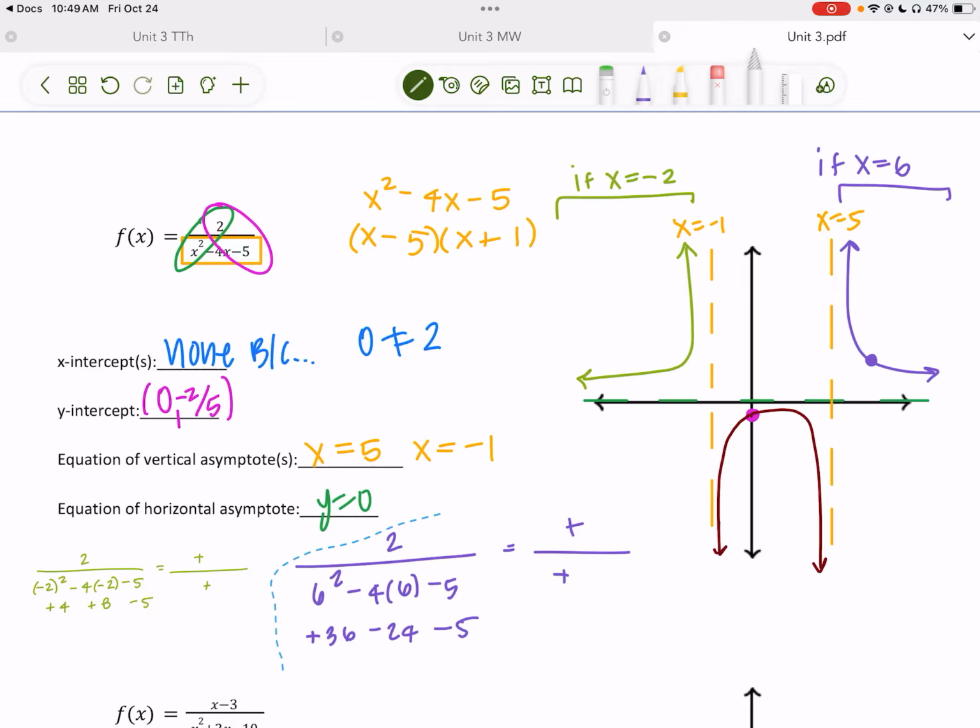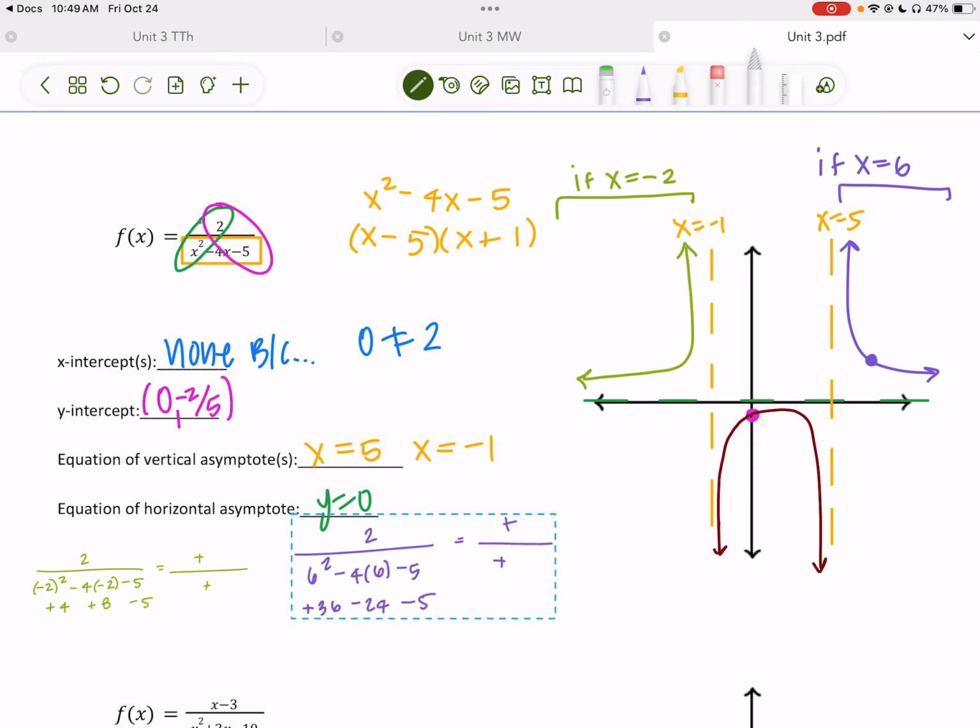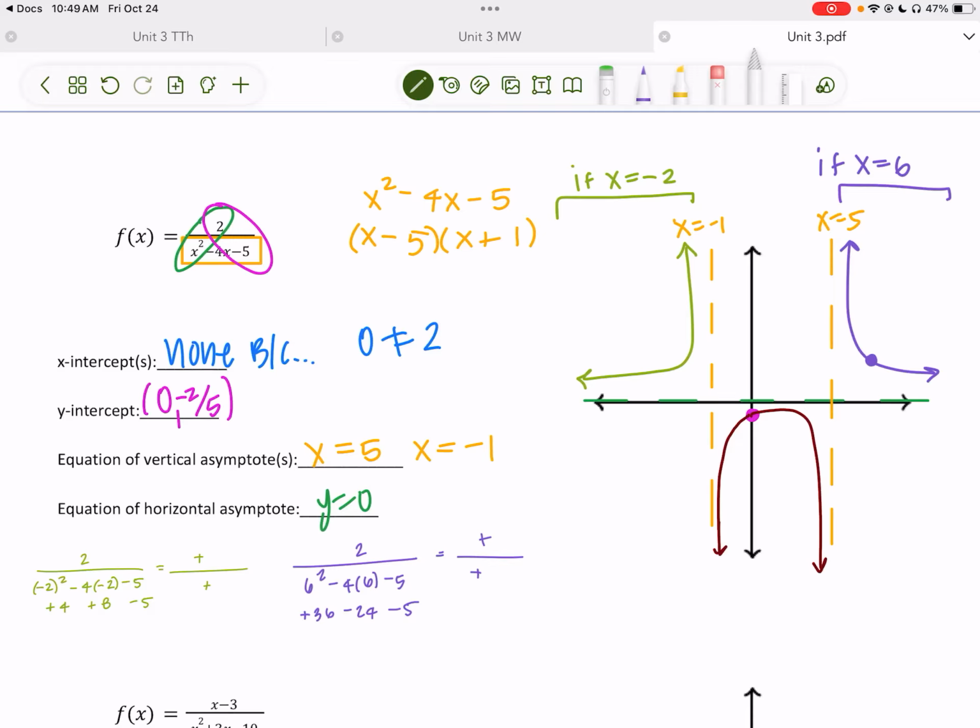So that's kind of what you would want to do. You have to approach it from that context. Just plug in some stuff, see what happens. You don't need more than this, right? You don't need any other points.